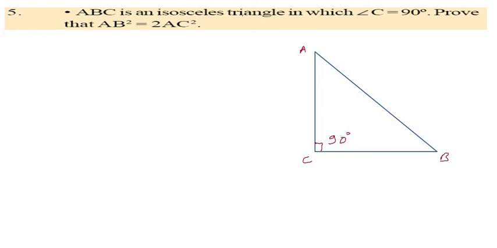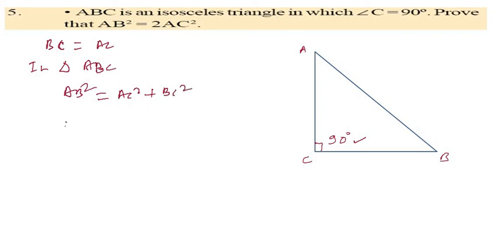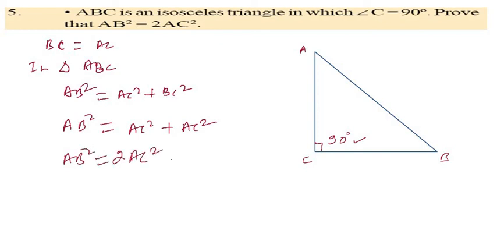Triangle ABC is an isosceles triangle in which angle C is equal to 90 degrees. You can see angle C is equal to 90 degrees. Prove that AB square is equal to 2AC square. It is given that BC is equal to AC. It is isosceles, so two sides are equal. So in triangle ABC, AB square is equal to AC square plus BC square. Now put the value of BC. So AB square is equal to AC square plus AC square. Now AB square is equal to 2 AC square, hence proved. It's a very simple question.